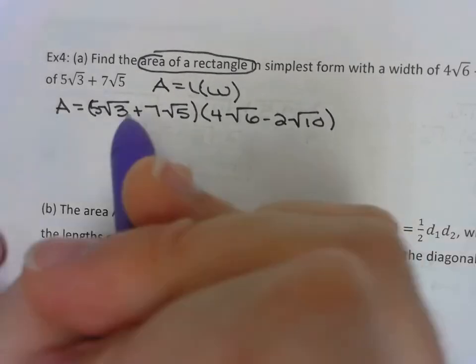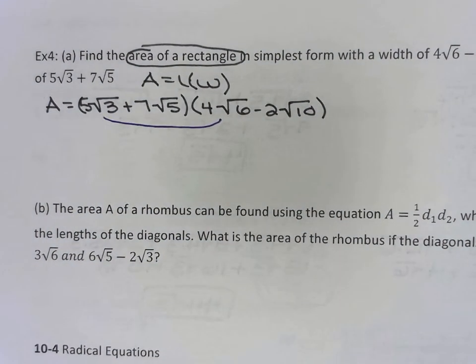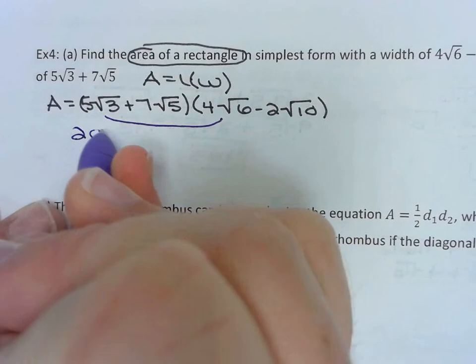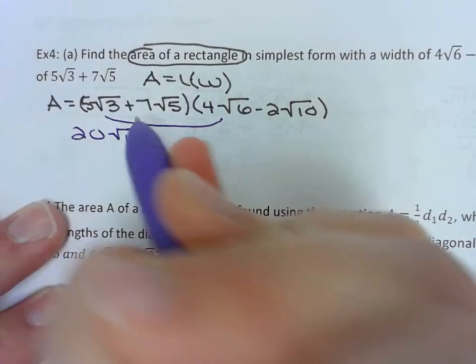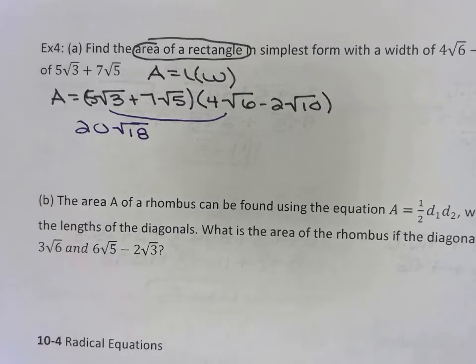So let's multiply my first 2. Now keep track of this. You guys can do this. When I multiply my first 2 together, you know how to multiply radicals. Multiply the numbers on the outside, multiply the numbers on the inside. 5 times 4, 20. Square root of 3 times 6, 18. So 20 square root of 18 when I multiply the first 2 together. 5 times the 4, 20. 3 times the 6 is inside the radical, radical 18. That's when I multiply the first 2 together.